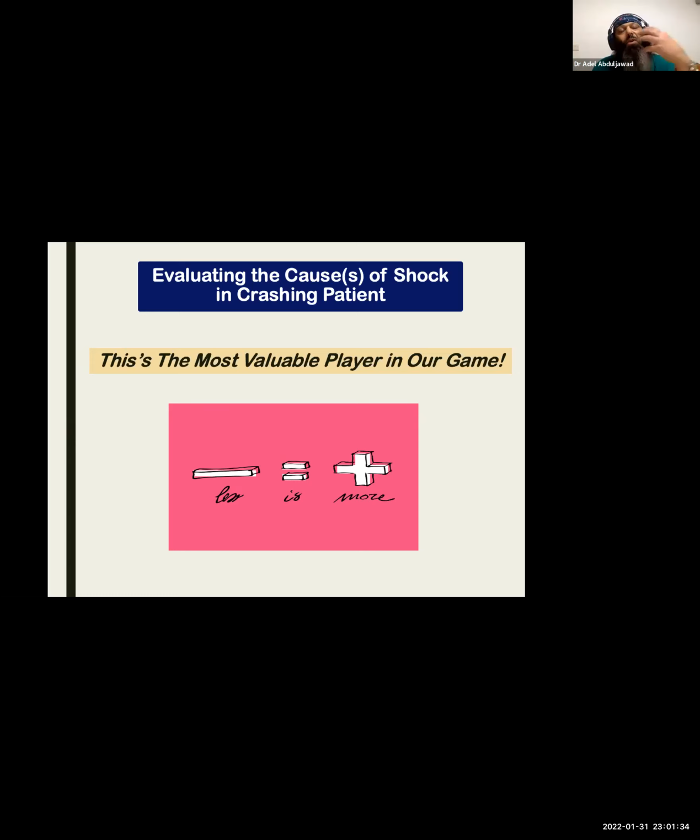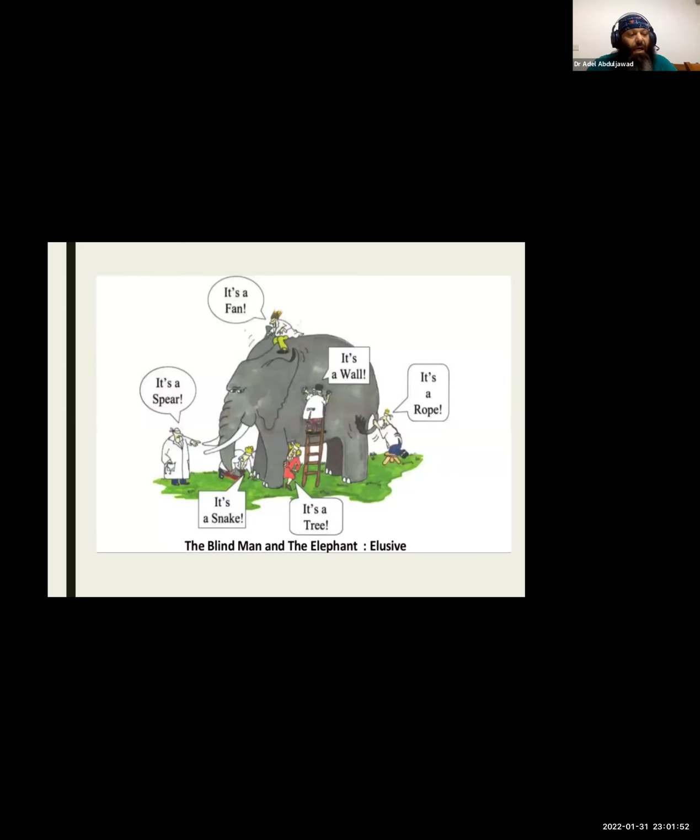So when you face a patient with undifferentiated shock, be pertinent, be wise, and remember, less is more. Do not add harm, add benefit with the tools that you have, starting from history taking, ending up with laboratory and imaging techniques. And when you face a patient with undifferentiated shock, you are blind, like this man who is blind and facing the elephant, so he will be elusive.